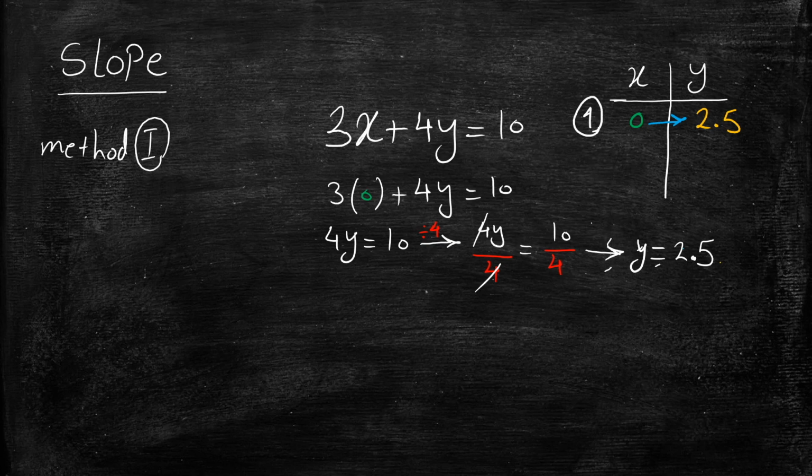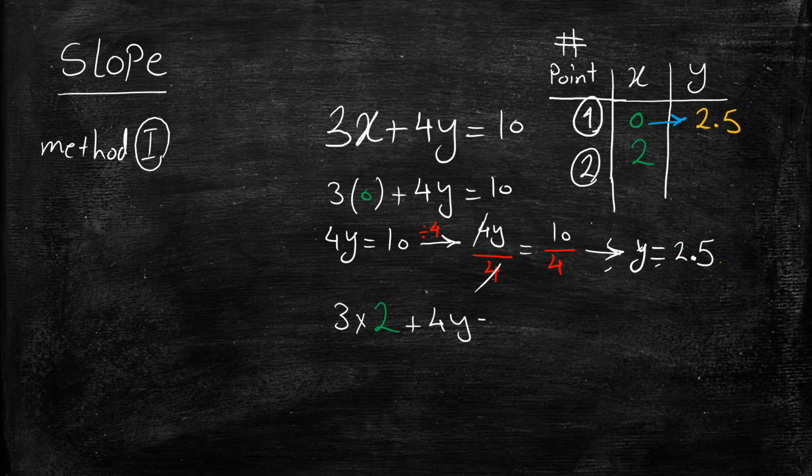So this is basically, we have a new column here, the number of the point. So we need another point. We need point number 2 in order to find the slope. So let's substitute something simple. We can now substitute, for example, x as 2. Let's put x as 2. So 3 times 2 plus 4y equals 10.